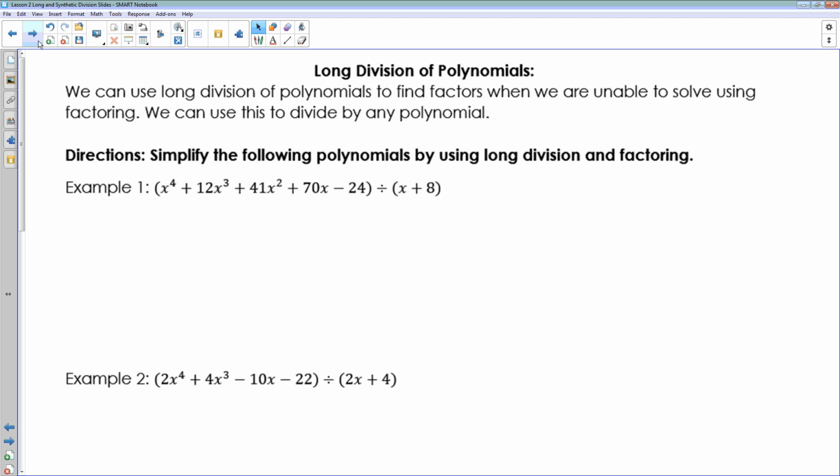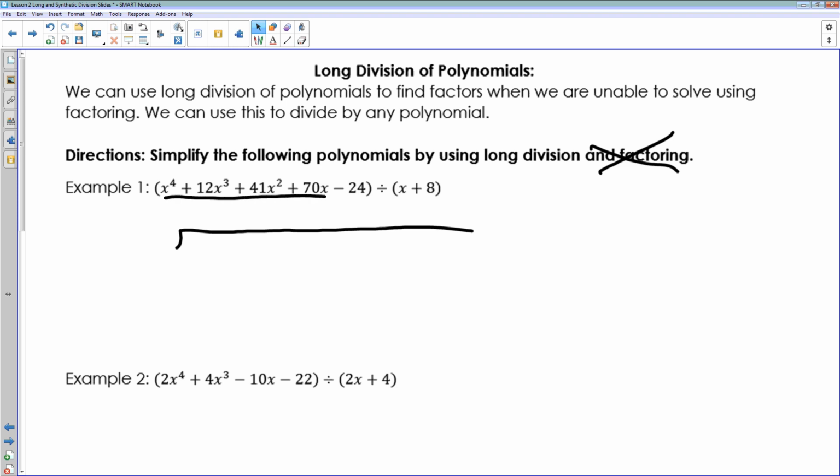And then we can use this method of long division to divide any polynomial by any polynomial. So with synthetic, we'll find out that we're actually restricted in what types of polynomials we can divide by, but with long division, we're not restricted. So our goal is to simplify the following polynomials by using long division. It then says and factoring, but actually none of these are going to factor, so I'm going to X that out. All right, so here's how long division works, and you might need more room. I'm probably going to end up needing more room myself, but I'll set up the problem.